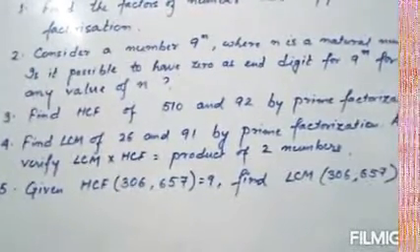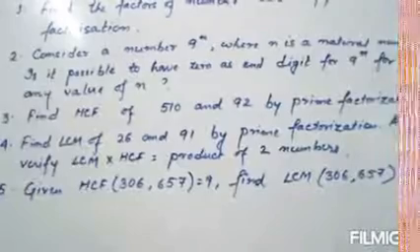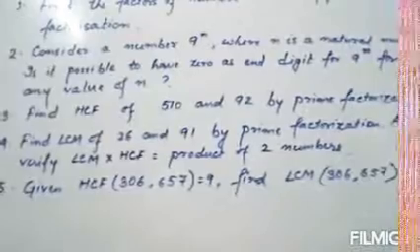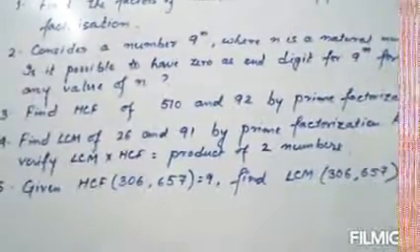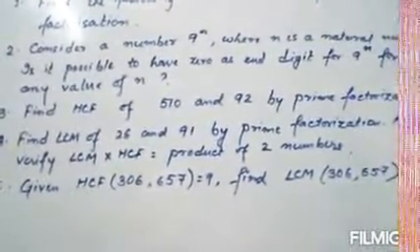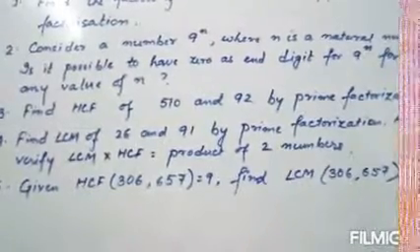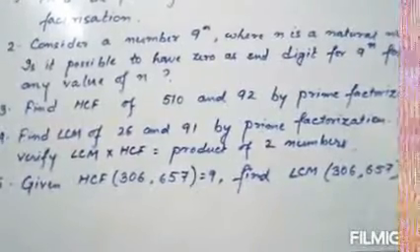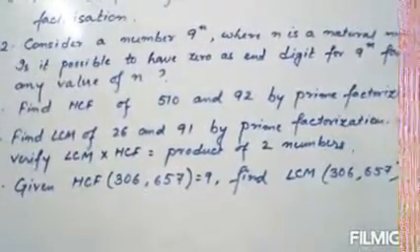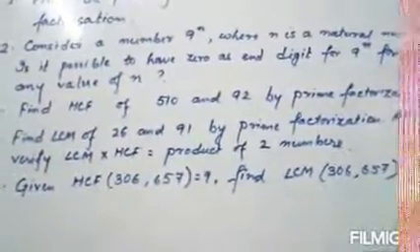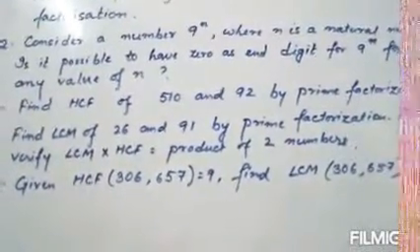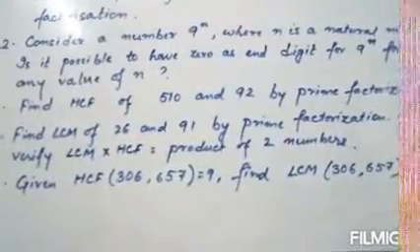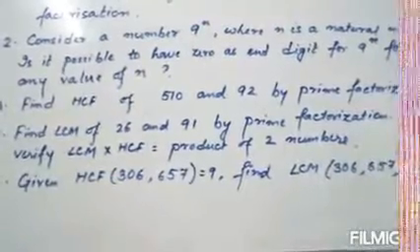Third one is very easy. Find the HCF of 510 and 92 by prime factorization. Fourth one, find the LCM of 26 and 91 by prime factorization. Also, you have to verify that LCM into HCF is equal to the product of the two numbers. That means you have to find the LCM of 26 and 91, then find the HCF of the two numbers, and then check whether the product of the two numbers is equal to the product of LCM and HCF or not.